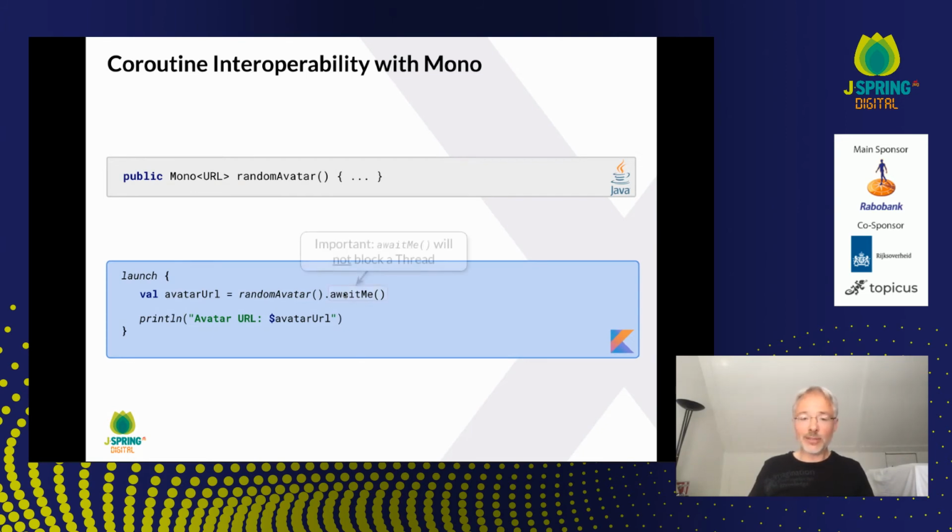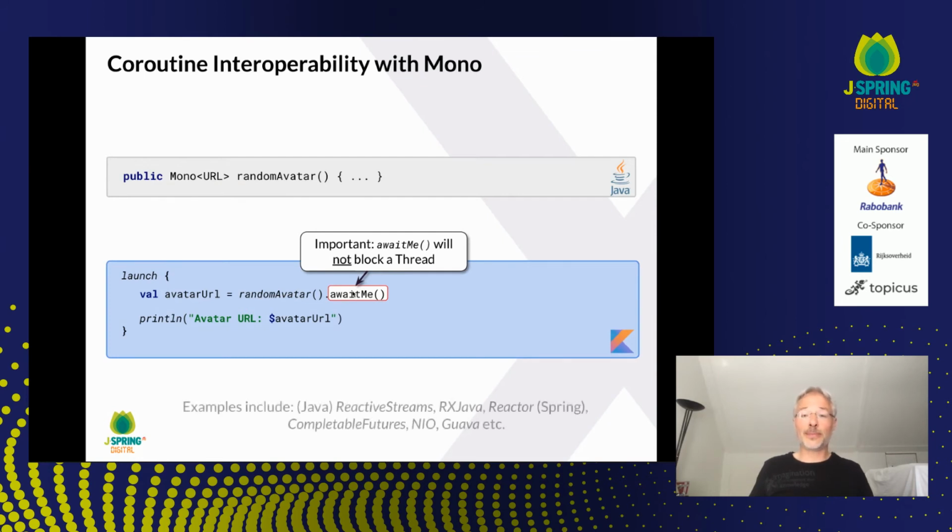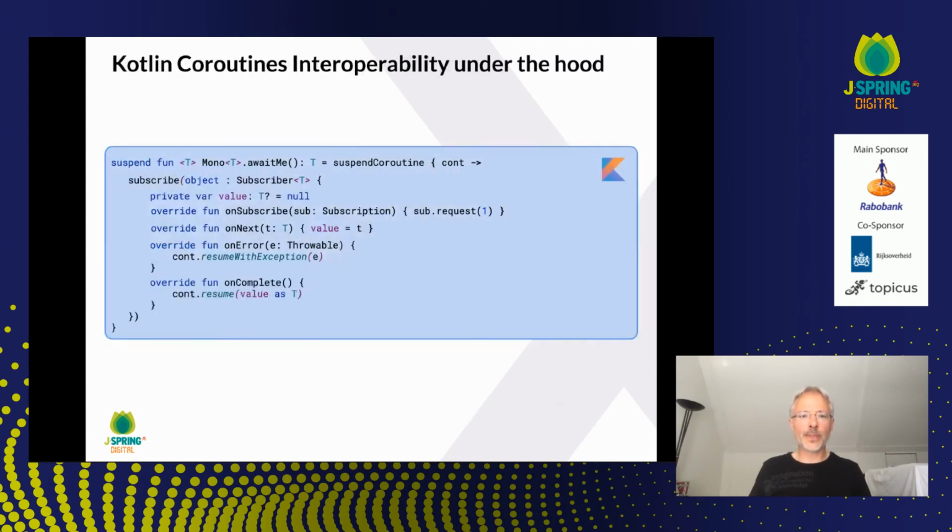So this await me, what does it do? It will not block, of course. You also have a .block method on mono, but please never ever use this, especially in production code, because then your performance will deteriorate very quickly. So await me will not block the thread, it will suspend it. And actually all major reactive libraries have such glue code available to lift their abstractions into coroutines. How does it work?